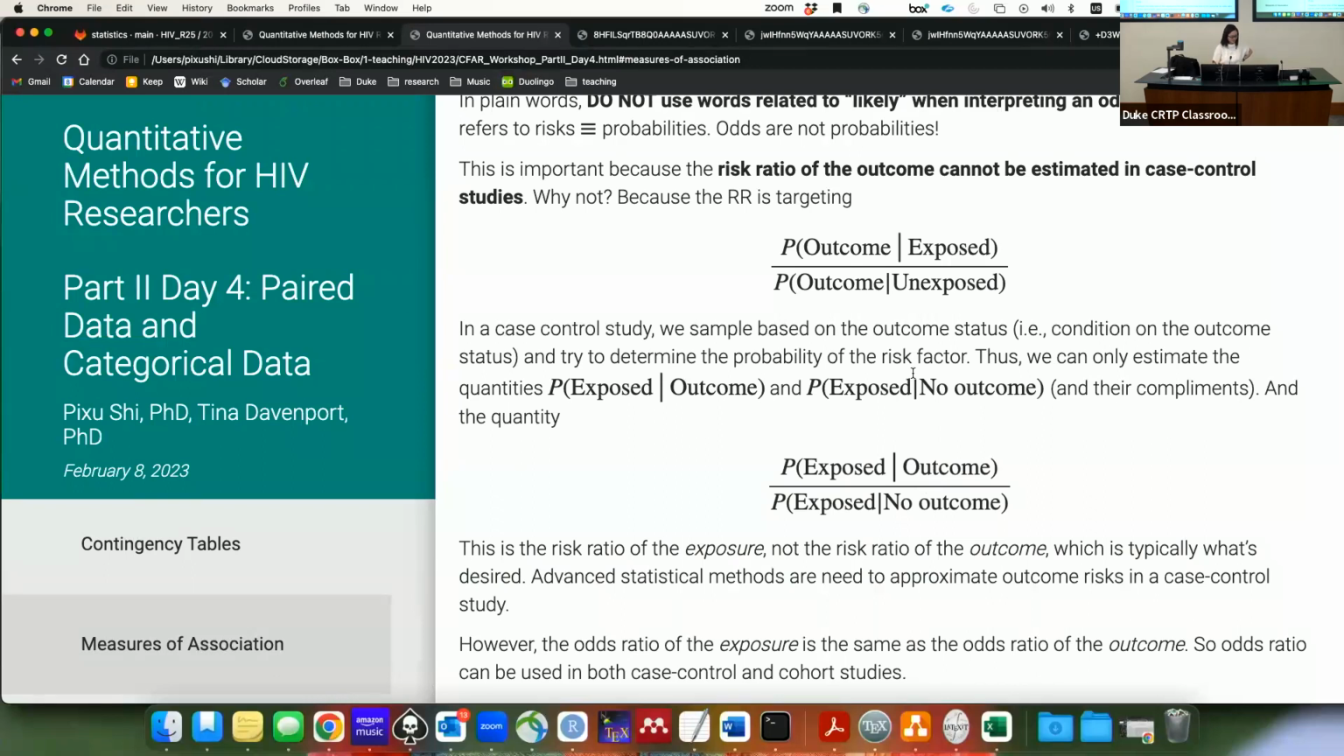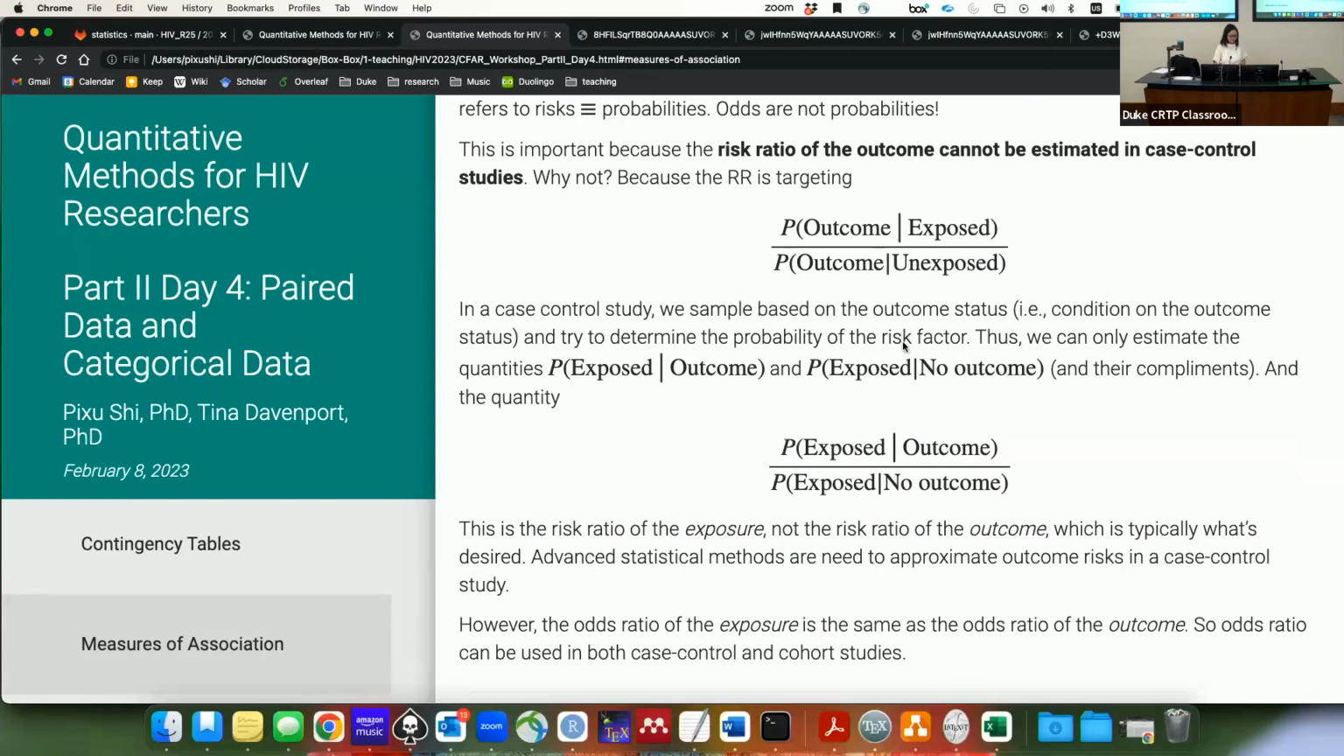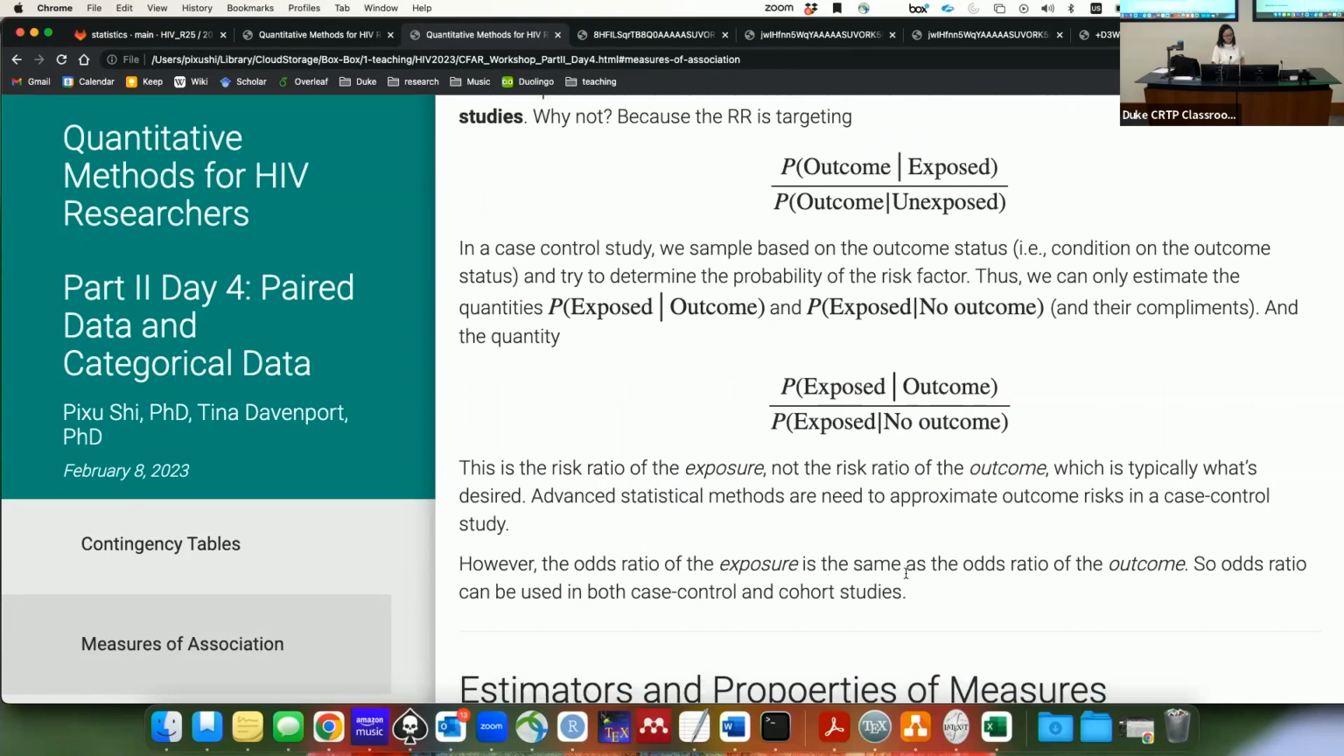I will just save you from the mathematical calculation, but if you write out the odds ratio in terms of these probabilities, you will find out that it doesn't matter whether you have exposure and outcome behind this bar or before this bar. It will actually be equivalent. So odds ratio can be used for both case control studies and prospective cohort studies. This is one thing that you would want to be very careful about, and that's why odds ratio is actually more commonly seen in the literature.